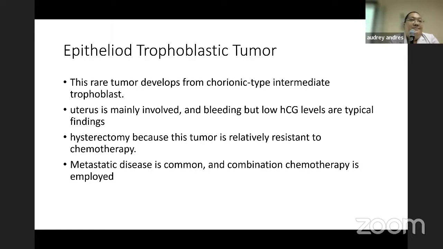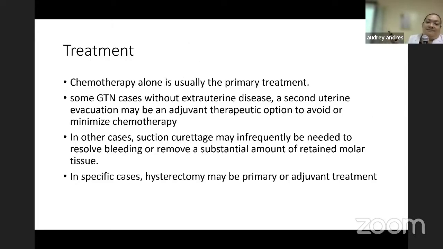And lastly, you have your epithelial trophoblastic tumor. Rare and will develop from a chorionic type intermediate trophoblast. So this involves mainly the uterus. Okay, there's bleeding, but there's low HCG levels. Okay, also hysterectomy is recommended because this tumor is resistant to chemotherapy, although this does not metastasize commonly. Okay, combination chemotherapy is also employed.